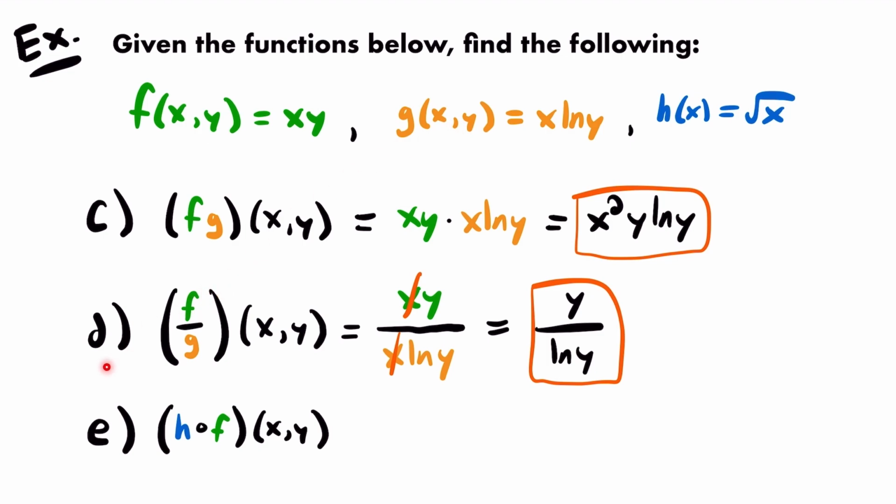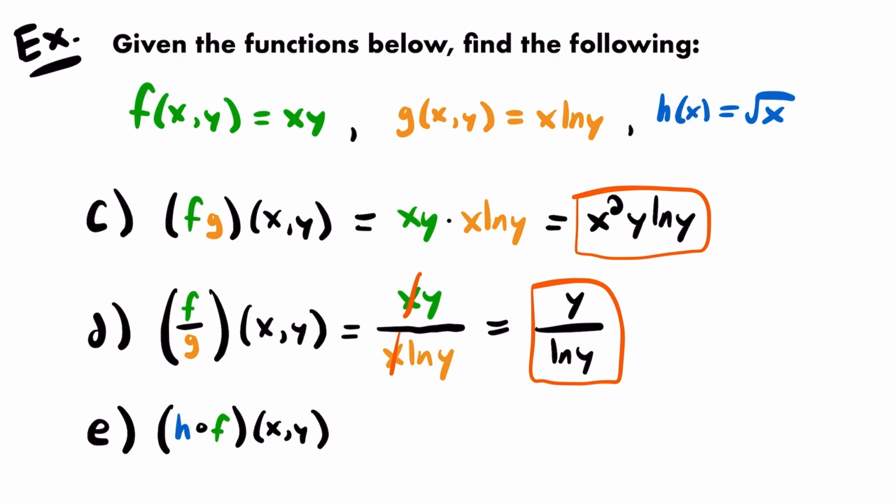And then finally, for part E, this function that we want to find here is a composite function. Specifically, we want to find the composite function h of f of xy. So what this means is we're going to take our single variable function, h of x, and plug f, our multivariable function, into it. That's what this notation is telling us. H is the outside function, f is the inside function.